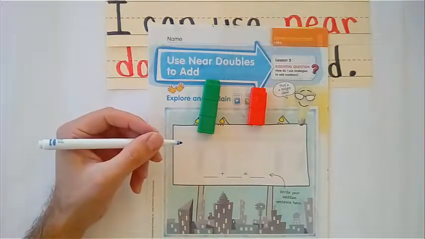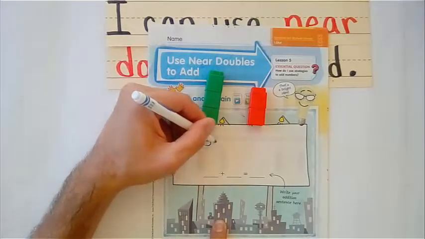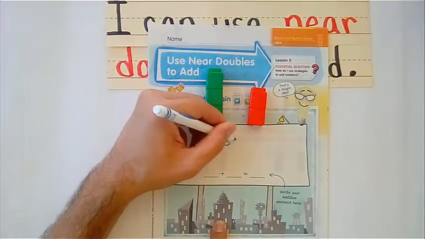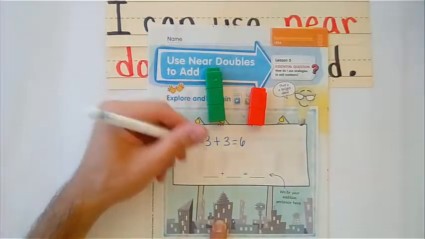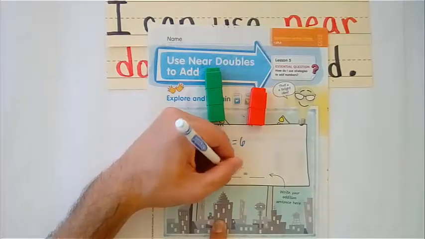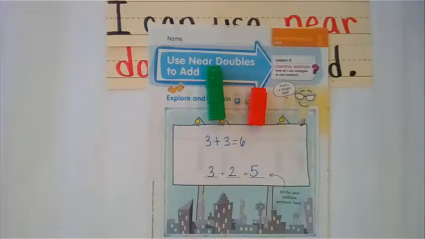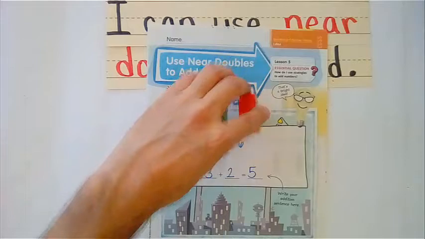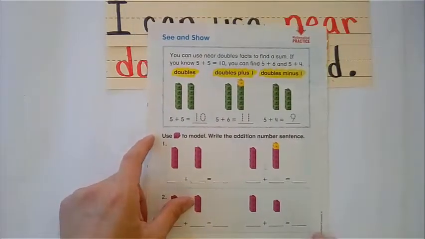So our first sentence was 3 plus 3 is 6. But then if we take 1 away from 6, we have 3 plus 2 is 5, right? So 3 plus 2 is 5. All right, great. So now, why don't we turn the page? And let's do this part.